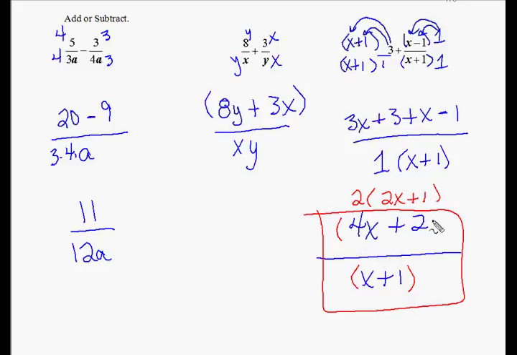If you want to leave it in parentheses, that's fine, just so you're tempted not to reduce, but it actually factors, so either answer would be fine. You could have your 2 times 2x plus 1 divided by your x plus 1, or what I have written there in the red box.